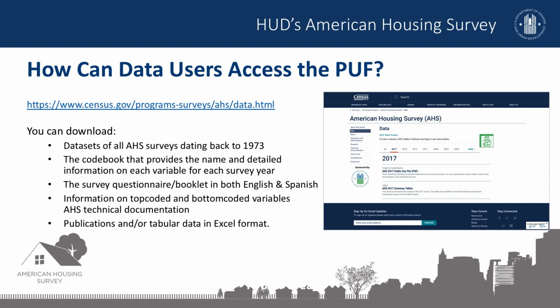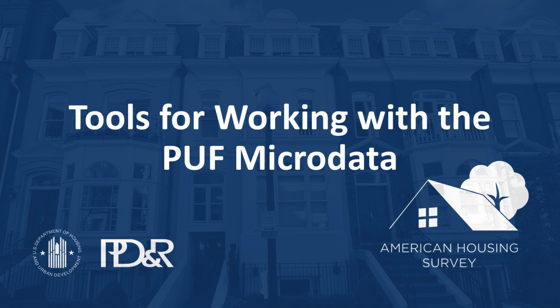Here, you can download datasets of all AHS surveys dating back to 1973, the codebook that provides the name and detailed information on each variable for each survey year, the survey questionnaire booklet in both English and Spanish, information on top-coded and bottom-coded variables and the methodology used in the coding, AHS technical documentation, and publications and/or tabular data in Excel format. In this section of the webinar, we will look at some of the tools and products that naturally accompany the PUF microdata.